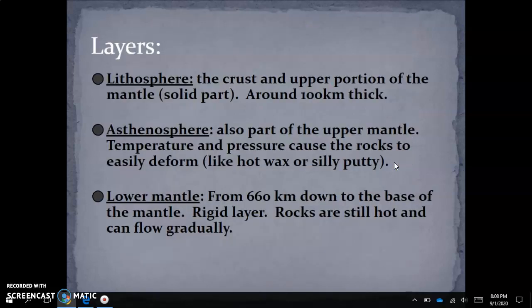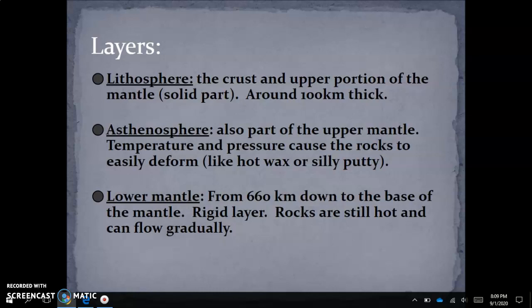So we need to be aware of certain layers of our Earth. There are layers that are categorized based on the three layers we're already learning about. The first one is our lithosphere, which is the crust and the upper portion of the mantle. So the mantle is not all liquid. There is a solid portion of the mantle. So if you ever see us referring to the lithosphere, this is just the crust and the upper portion of the mantle, so the solid part.